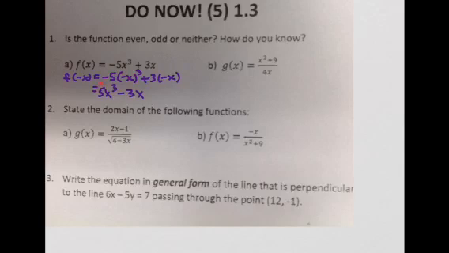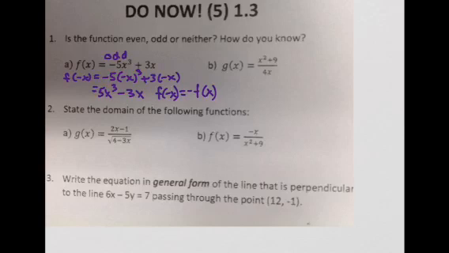So notice how this function right here is the opposite of this one. This is now positive and this sign is now negative. So because f of negative x gave me the opposite of the function, then this one would be odd.